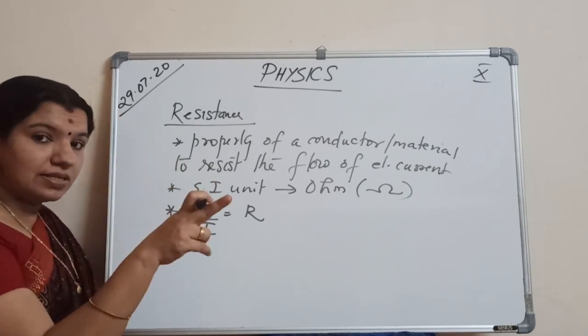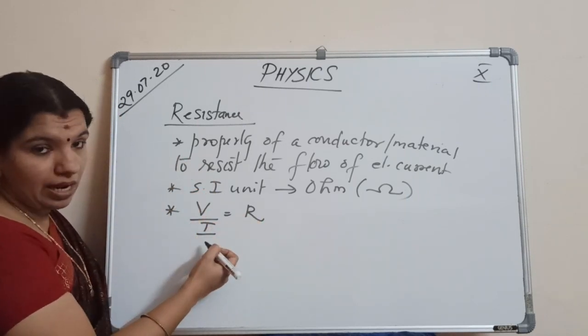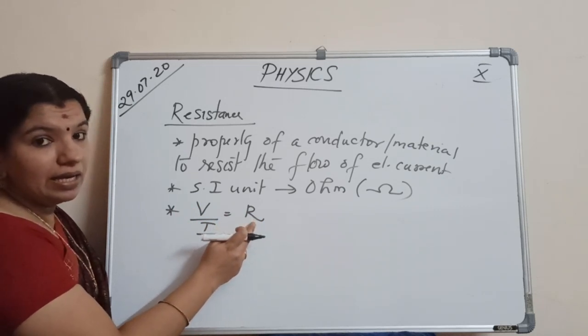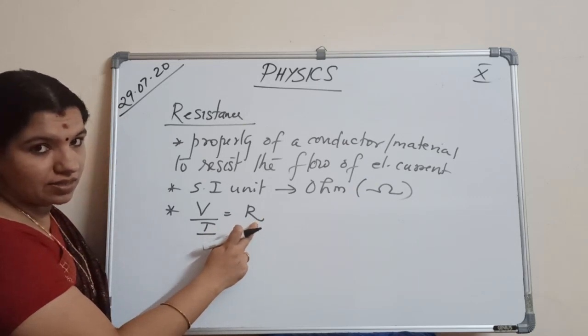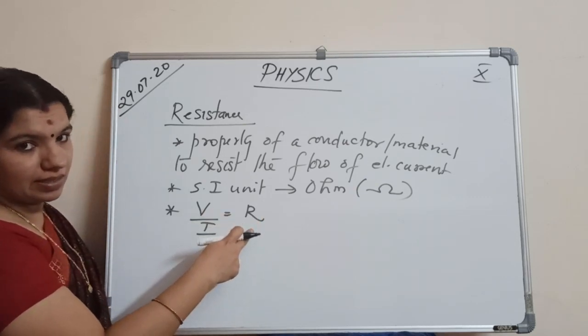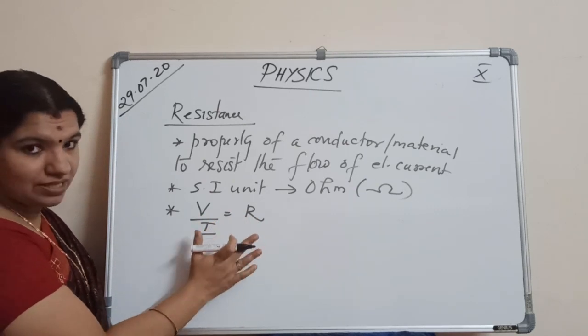So that the resistance is low. So always this I and R are inversely proportional. That is, when I increases, R decreases. When I decreases, R increases. Okay. So that is the relation between I and R. From this it is clear, no?